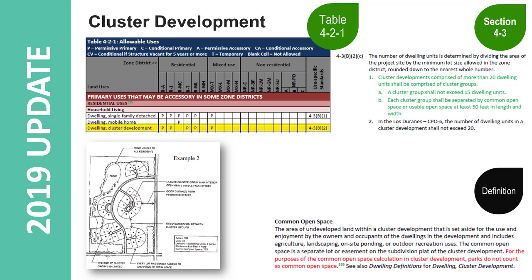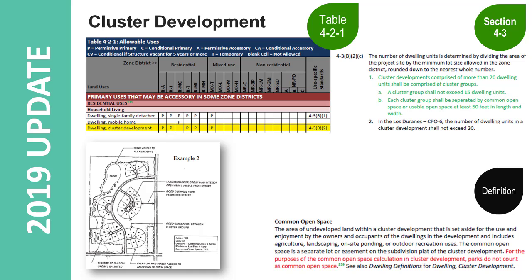And the big change is really a requirement, a limit on how many units you can cluster together before you need to surround them with some common open space. So before this, the IDO said if you want to shunt all of your development to one side and leave the rest of your lot open, maybe next to major public open space, you're allowed to do that. Now, as of 2019, that's no longer allowed. You can only group 20 units together, and then you've got to put some open space around them.